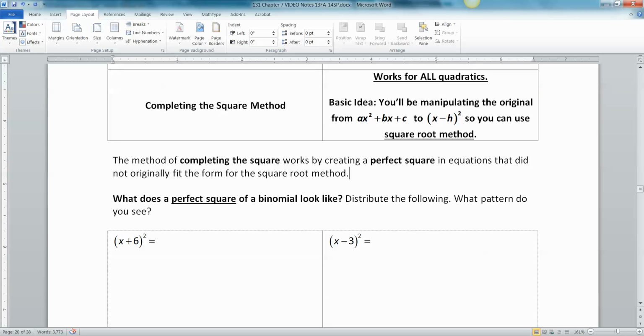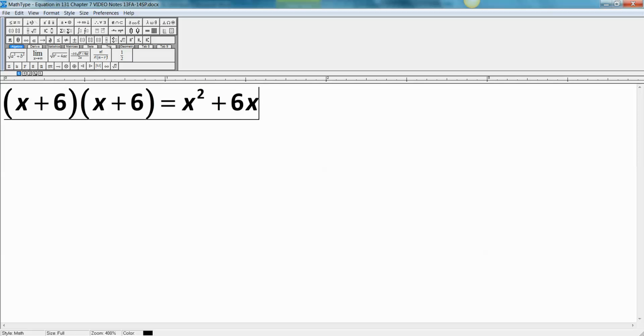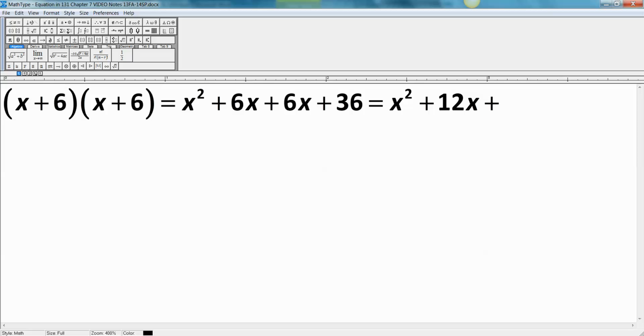So let's back up for a second and think about what a perfect square looks like. If you're going to make things turn into perfect squares, it would help if you knew what they were. So a perfect square, like x plus 6 squared, is x plus 6 times x plus 6. All right, now think about that when you FOIL it out, distribute it out. First would be x squared, outers would be 6x, inners would be 6x, and then last would be 36. Okay, so that would be x squared plus 12x plus 36.